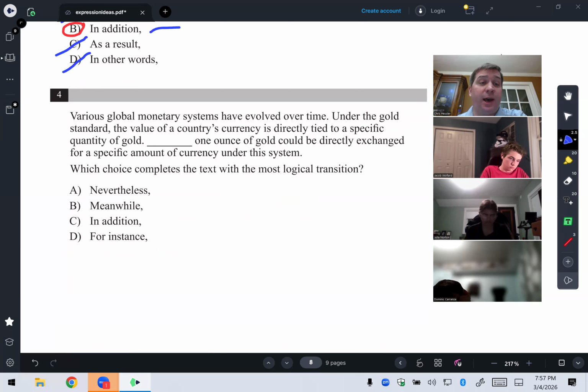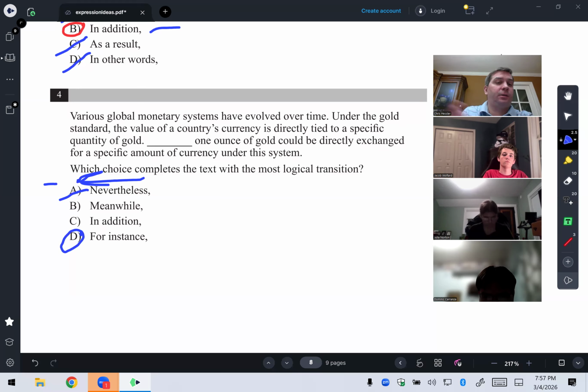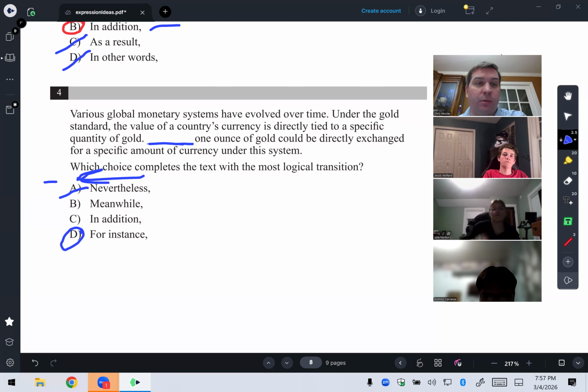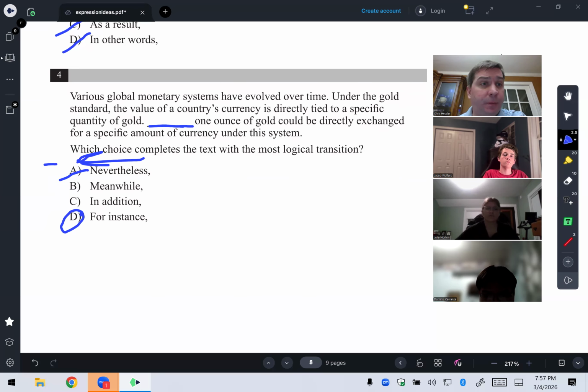So we just need a nice additive transition here. For instance, 1 ounce of gold could be directly exchanged for a specific amount of currency under this system. We don't need an adversarial transition to move us in the opposite direction. It would make no sense. Yeah. So for instance, or for example, fits right in here. So for example, for instance, 1 ounce of gold is directly worth, I don't know, X dollars or whatever.